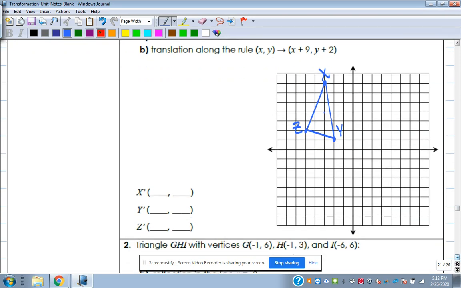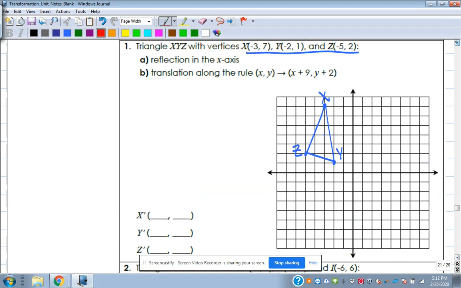And then the first transformation, you just do it in the order they give it to you. So they gave us a reflection in the x-axis. So that's going to flip all that stuff down to the bottom. So Z is going to be here, right? Just swap the sign. So A gives us Z at -5, -2, and Y at -2, -1, and X at -3, -7.